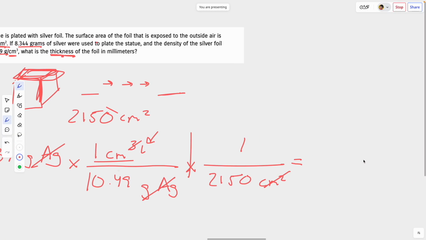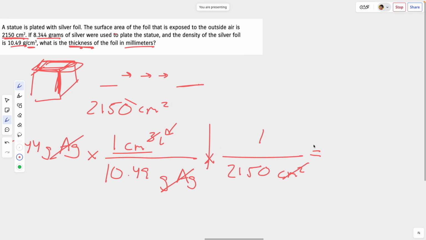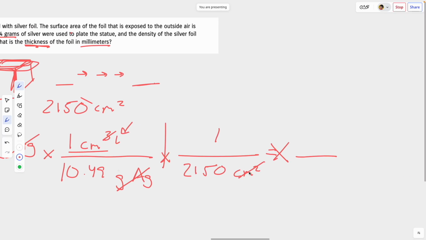So once you compute this, oh, I missed one more step. It wants the answer in millimeters. So instead of stopping here, we can just do another conversion factor. So right now we have our thickness in centimeters, but we need to convert that centimeters into millimeters. So you can do this two ways. You can go from centimeters to meters and then meters to millimeters, or you can just do centimeters to millimeters, which is 10 millimeters per centimeter.